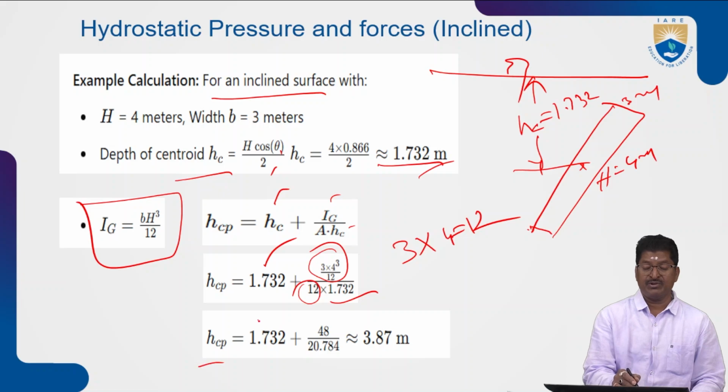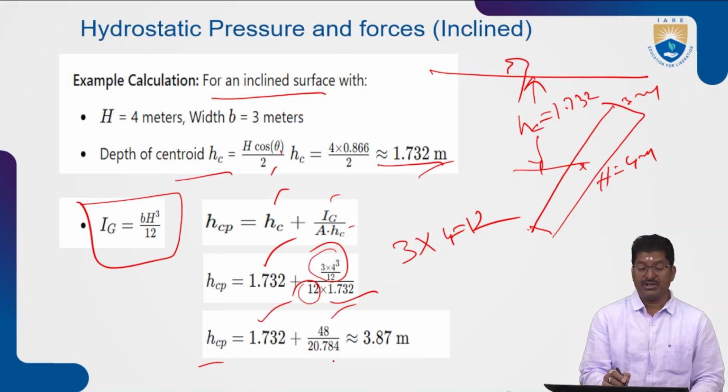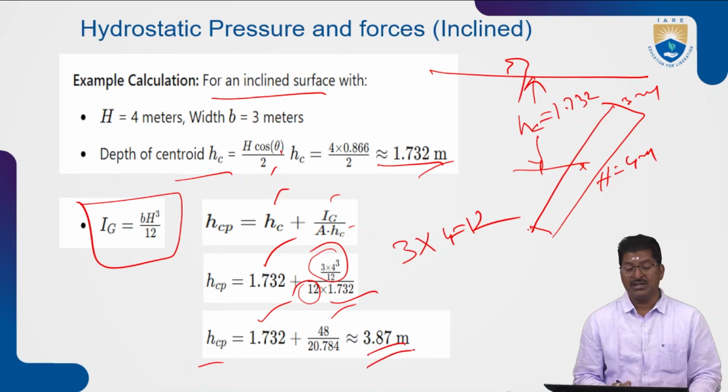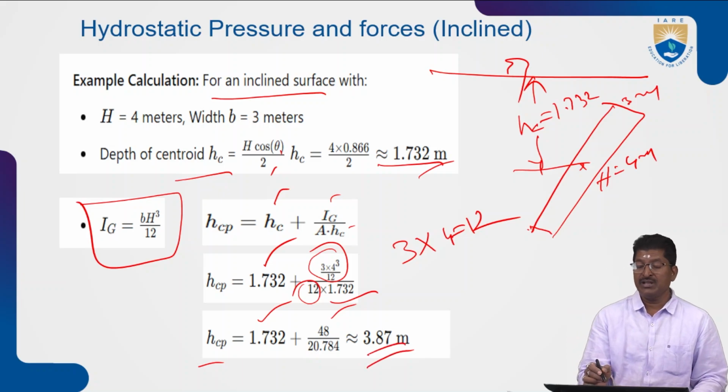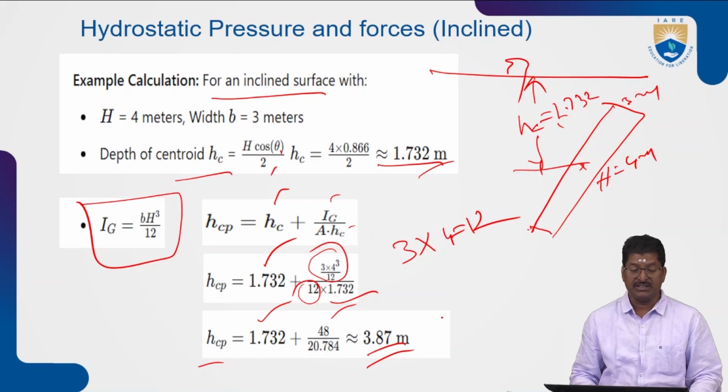Then hcp is equal to 1.732 times 48 by 20.40. Then you will get 3.87. What does it mean? The depth of the centroid is 1.7, whereas the depth of the center of pressure is 3.87. That much depth it is there.